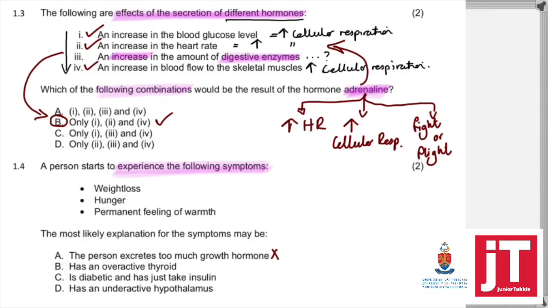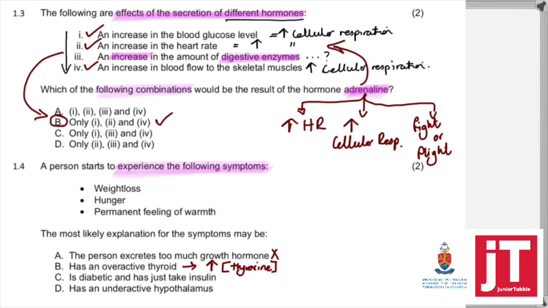If we look at question 1.4, a person starts to experience the following symptoms. Symptoms being weight loss, hunger, and a permanent feeling of warmth. We need to now select an explanation from options A, B, C, and D. If we look at option A, the person excretes too much growth hormone, I would not say that would lead us to weight loss, so I would exclude option A. If we look at option B, has an overactive thyroid. What does this mean? This means we're probably going to have increased concentrations of thyroxine in the blood. Okay, so there's a possibility, because thyroxine is directly linked to metabolism. And if we look at the symptoms, I would say that would definitely be brought on by an increased metabolism.